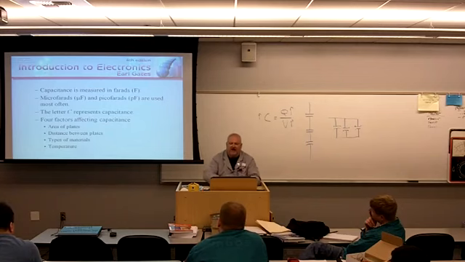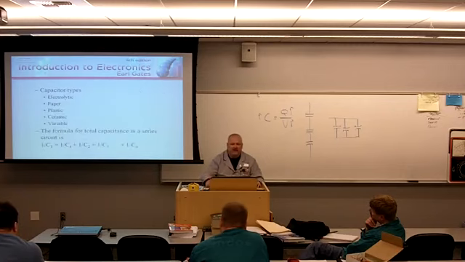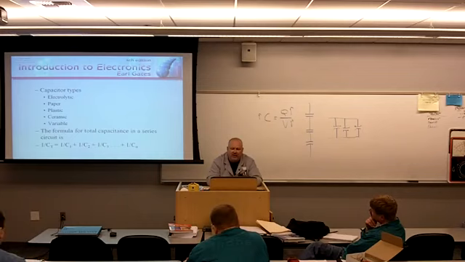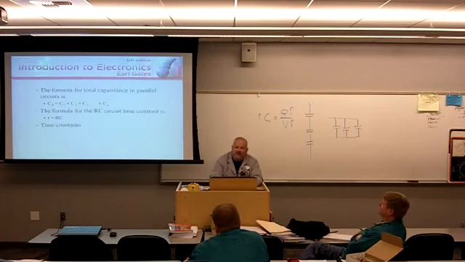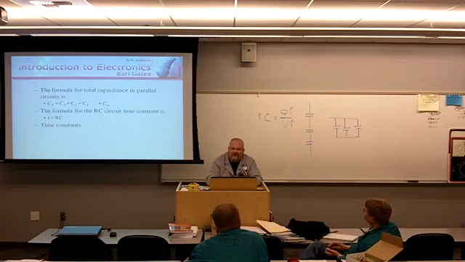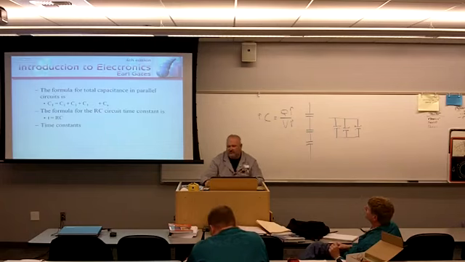Four factors affect capacitance: area of the plates, distance between the plates, types of materials, and temperature. Capacitor types include electrolytic, paper, plastic, ceramic, or variable. To add up capacitance in series, you use the parallel formula. To add them up in parallel, you use the series formula. And to determine capacitive time constants, we use the formula T is equal to R times C. Any questions?